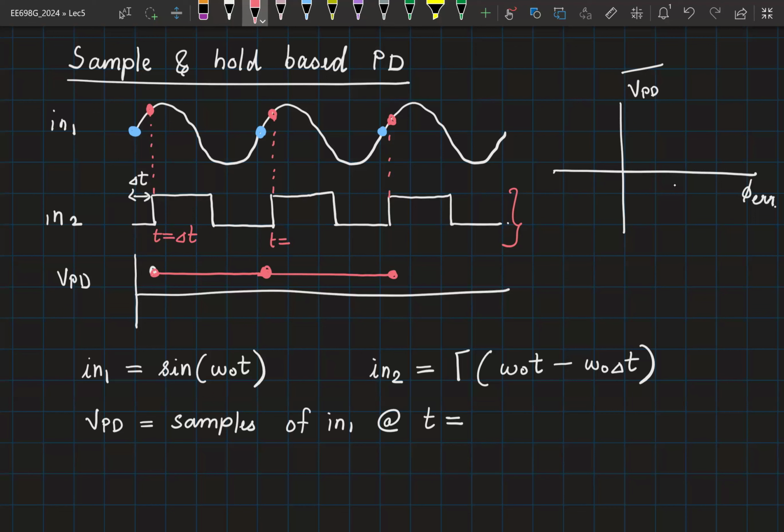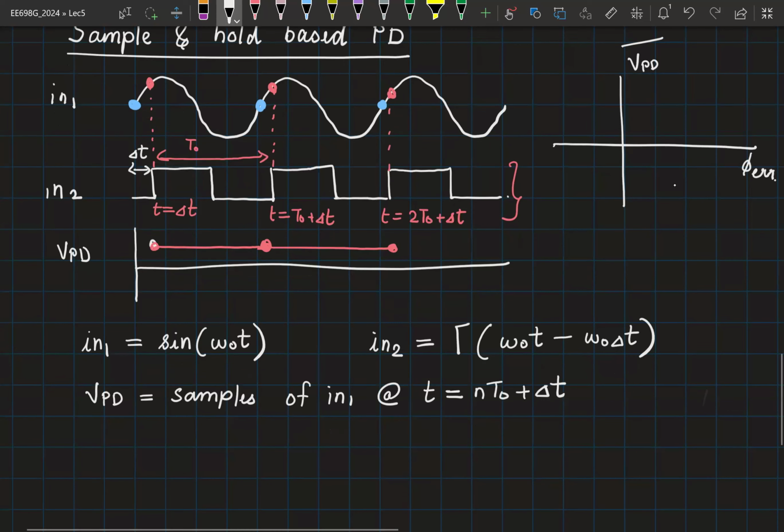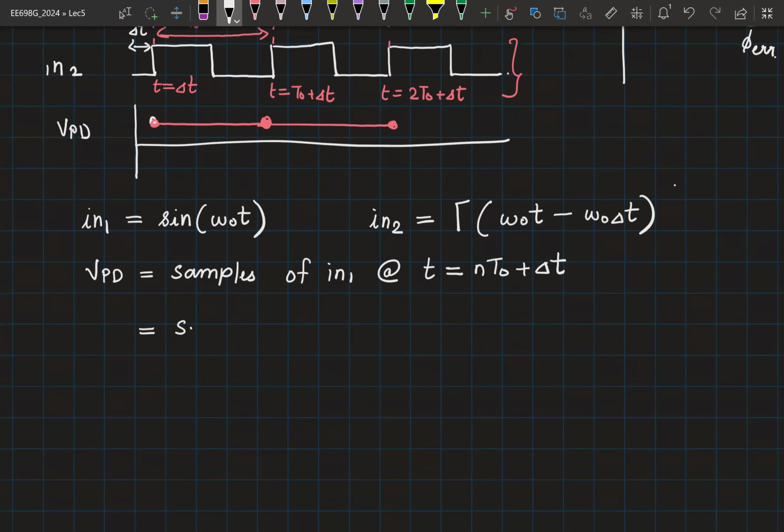So if I call my period as T0, this is one period plus delta t. And this is twice T0 plus delta t, right? So I can generalize this and say this is equal to n times T0 plus delta t. Okay. So now I simply have to put this in the equation for in1, which is sine of omega naught into n times T0 plus delta t. So this is sine of n times omega naught T0 plus omega naught into delta t.